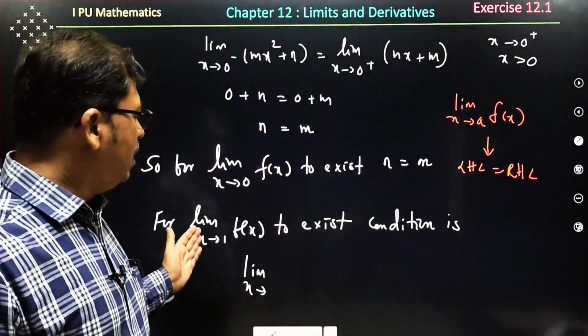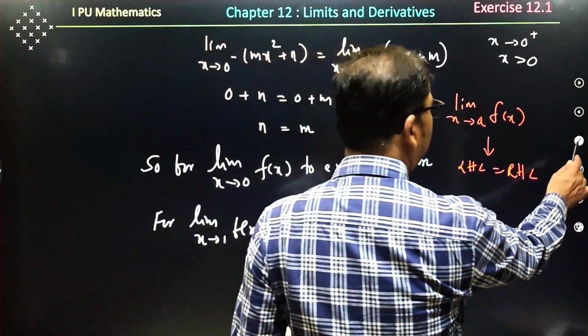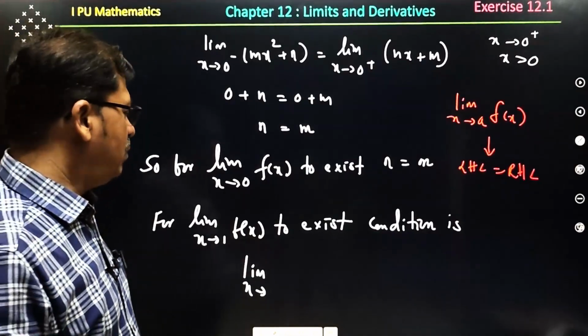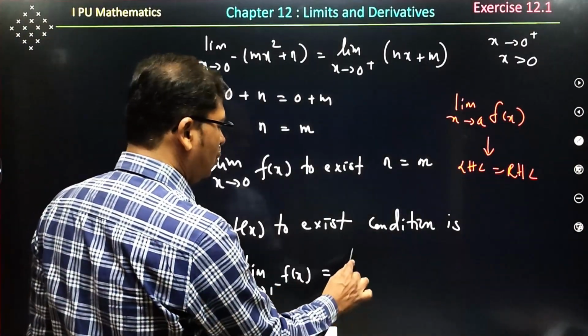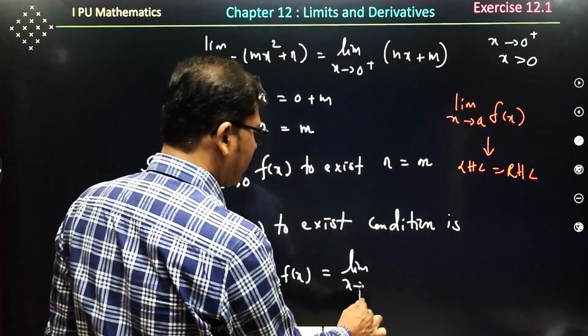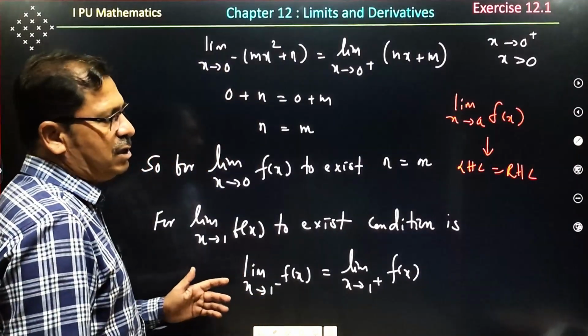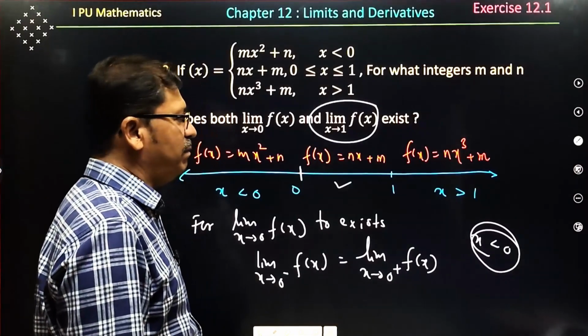For limit x tends to 1 fx to exist, the left hand limit as x tends to 1 and right hand limit as x tends to 1 must be same here. Limit x tends to 1 minus fx must be equal to limit x tends to 1 plus fx. So 1 minus fx means x less than 1. We need to observe which function to take when x is less than 1.